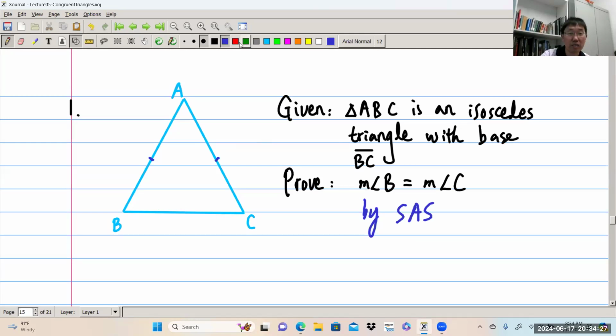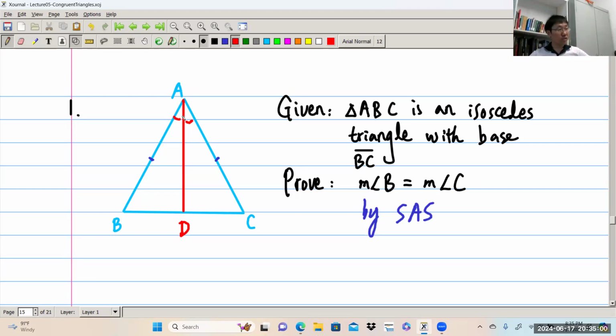So the trick here is to draw an auxiliary segment like this. And this is called an angle bisector. So I draw an angle bisector AD of angle BAC, such that this angle bisector intersects BC at D. Got it? So now I have this.